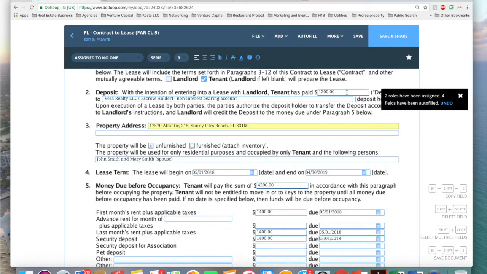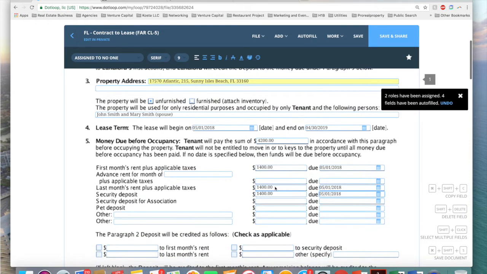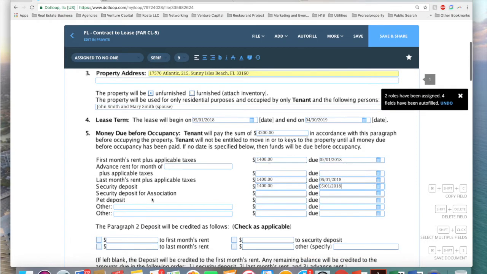We take $4,200 minus $1,200, $3,000 cashier's check, money order, or any workable source of funds which can be cashed the same day. Usually it's a cashier's check, money order, or if landlord and the listing agent specify any other means of payment, this also can be discussed, and if tenant agrees, that can be done as well.